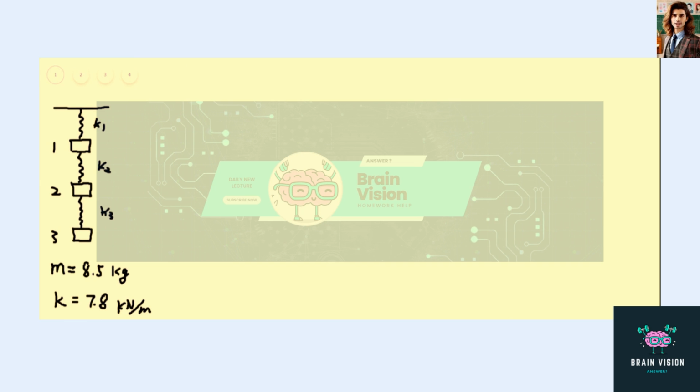So the problem is set in this format. We have three identical masses, 1, 2, and 3. Each has a mass of 8.5 kilograms, and they are hung by three identical springs, K1, K2, and K3. The spring constant is 7.8 kilonewtons per meter for each of them. And for the springs, their original length is 12.0 centimeters, which is also identical.